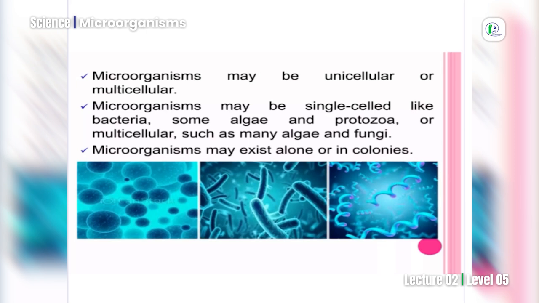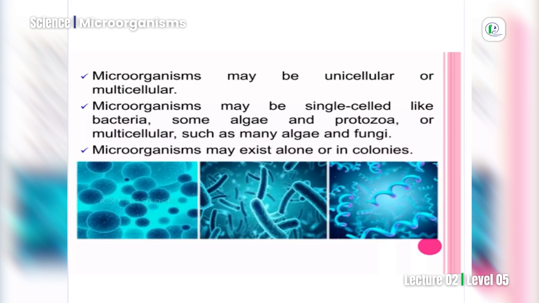Microorganisms may be unicellular or multicellular. So what is the difference between unicellular and multicellular? Unicellular means having one cell, like bacteria. Multicellular means having many cells, like algae and fungi. Microorganisms affect human and plant life in many ways. Some microorganisms provide food and some microorganisms cause food to spoil.